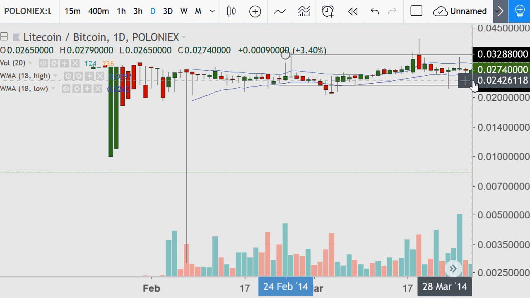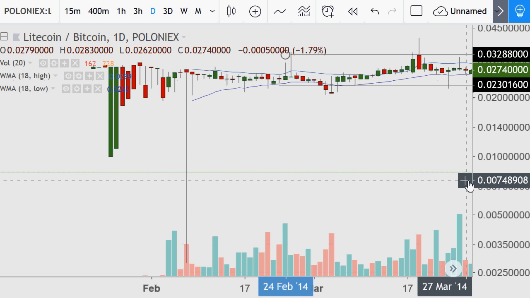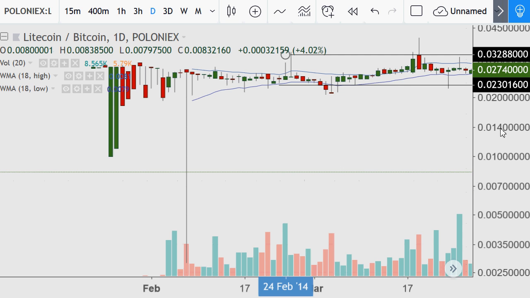The date at this time frame is March the 28th, 2014. And the price of Litecoin against Bitcoin is 0.0274 then. And I've got two lines which work out to be where the first automated buy and sell orders would be. And the keyword is first.